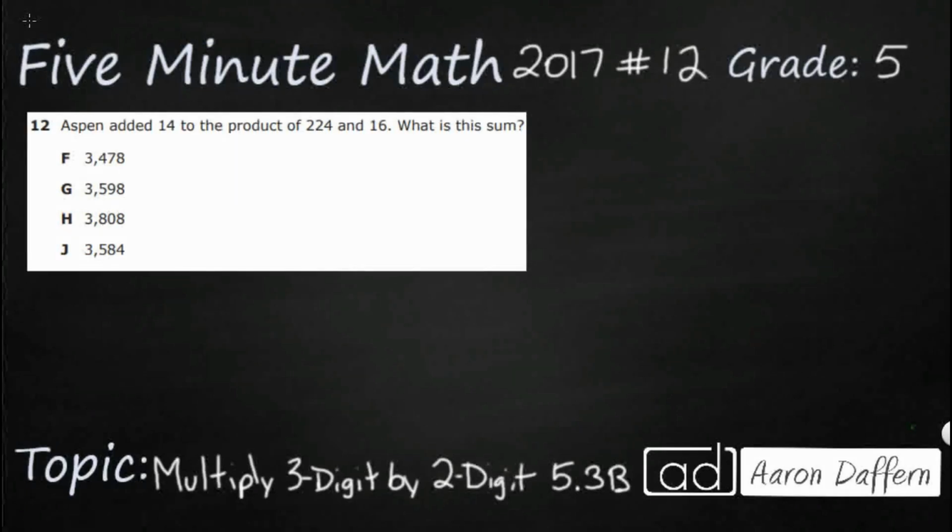Today we are looking at the 5th grade concept of multiplying 3-digit by 2-digit numbers. This is standard 5.3b in the great state of Texas, and we are using item number 12 off the 2017 released STAAR test. If you have not done so already, please go ahead and take a moment to pause the video, work this problem out on your own, unpause it, and then we will look at our answers together.